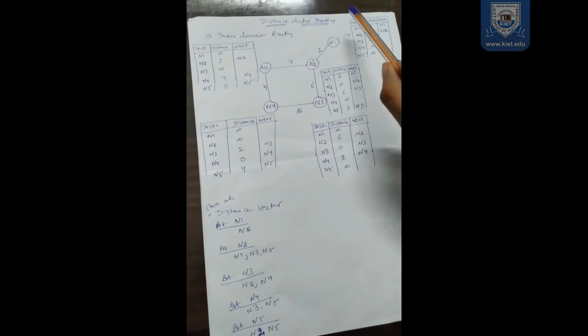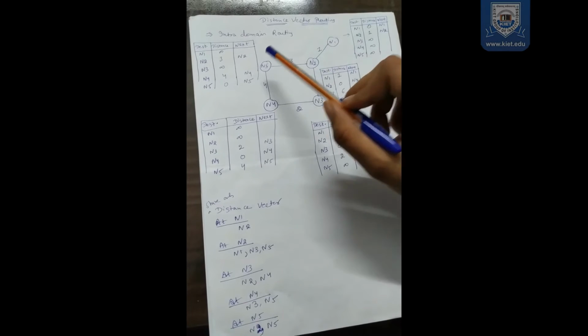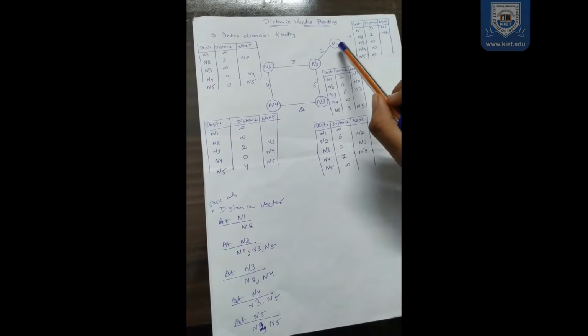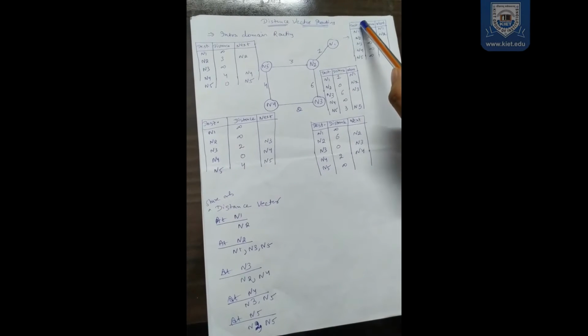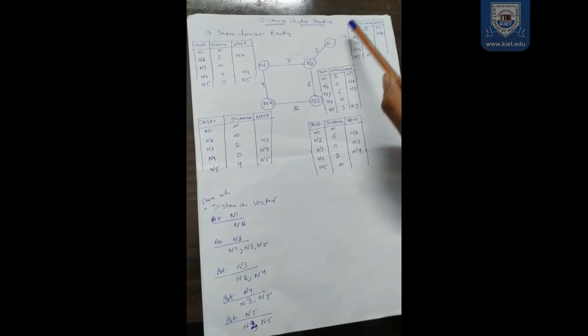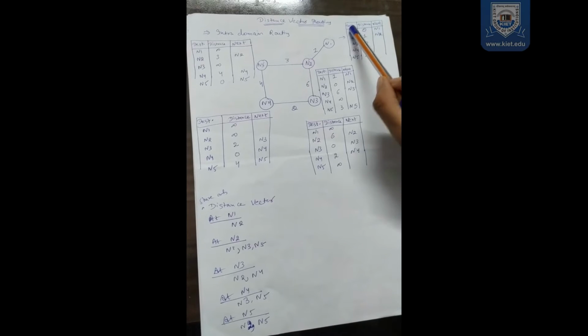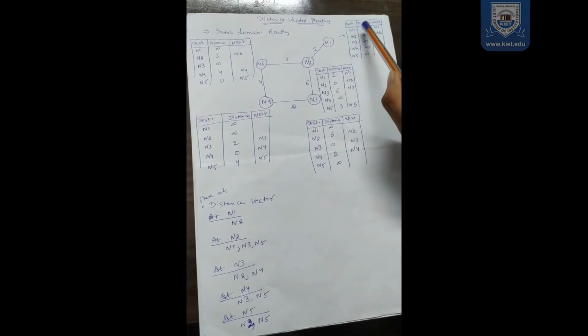Hello students, in this lecture we are going to learn the first step of distance vector routing, that is, how these nodes create their routing table. For example, N1 is a node of the network. It creates its routing table, and the routing table has three parts: destination, distance and next. These two parts are the important ones.